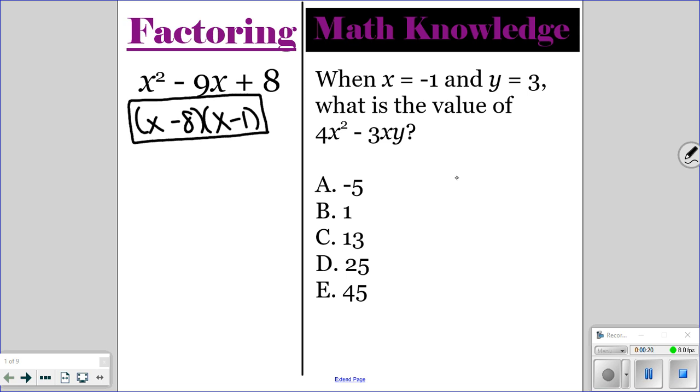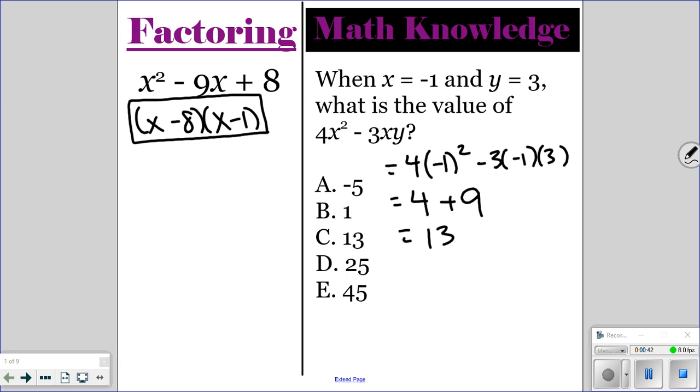For the math knowledge question, you're just going to plug in the two values they give you. So we're going to have 4 and then negative 1 squared minus 3, negative 1, and 3. So negative 1 squared is just 1, so times 4 is 4. And then minus negative 9, so plus 9, gives you 13. So that would be your answer for your math knowledge question.